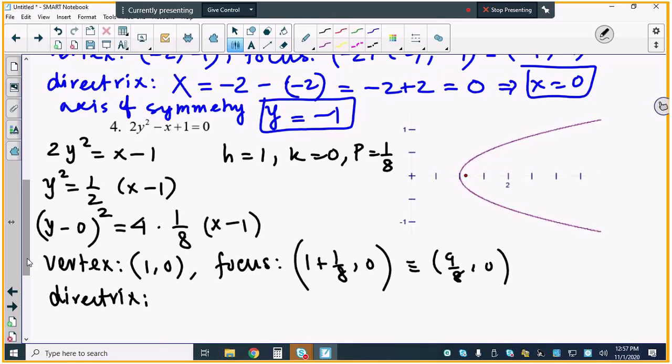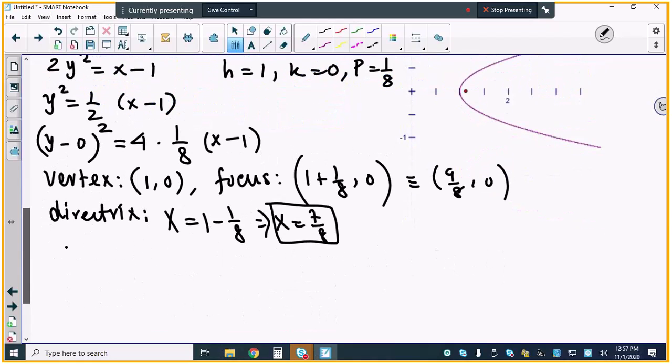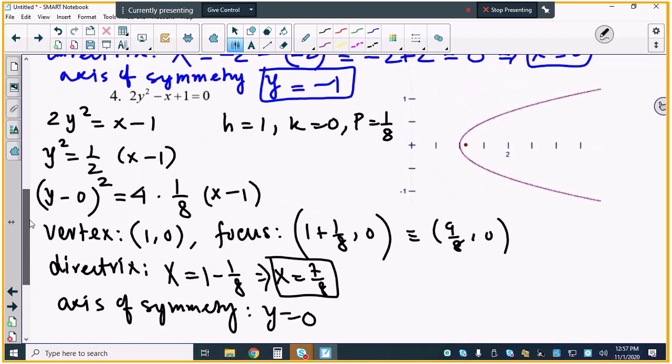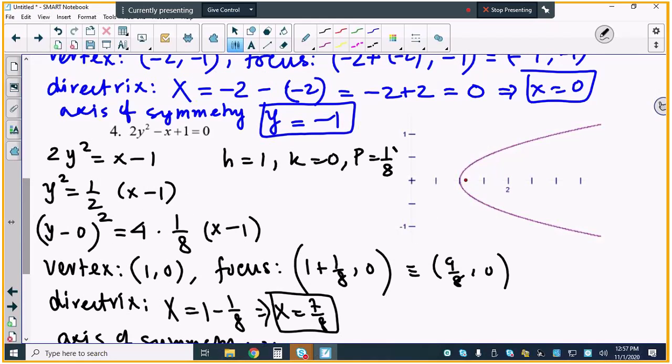But what I will do first, I will say this is a vertical line, so x equal to 1 minus 1/8, which is x equal to 7/8. So that is the directrix. Axis of symmetry is the y coordinate because it should be a horizontal line. So y coordinate of the vertex. So I will say axis of symmetry is y equal to 0. And since the p value is positive, it should open to the right.